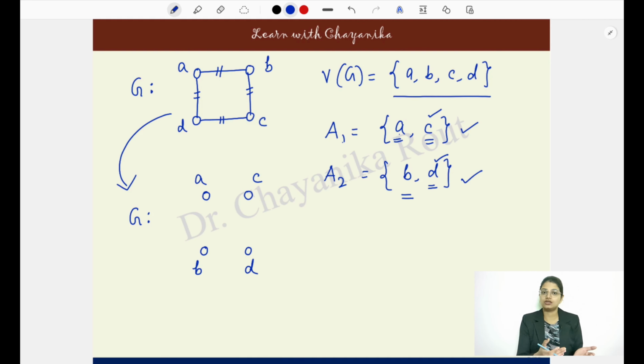So we will have two sets of vertices and we will place them in two horizontal lines. Now we are going to draw all those edges present in our graph. AB is an edge in the graph, so I draw the edge AB. AD is an edge, I draw the edge AD.